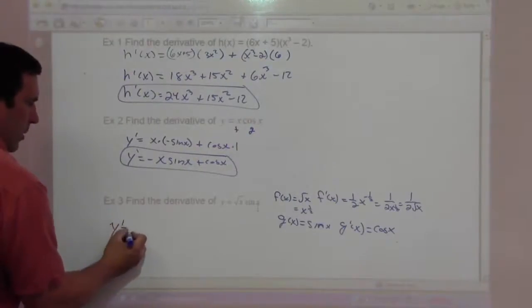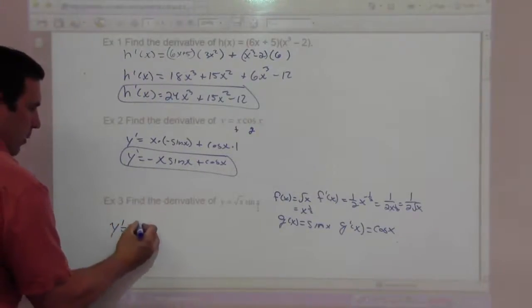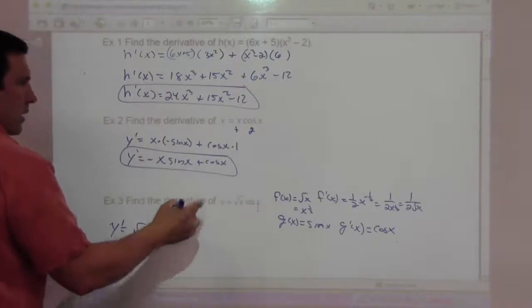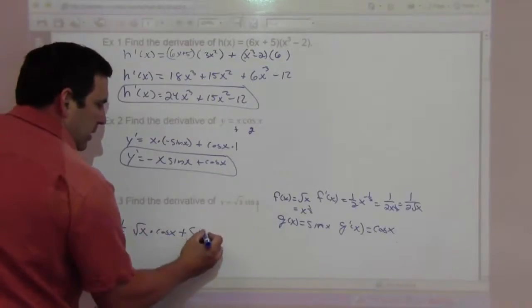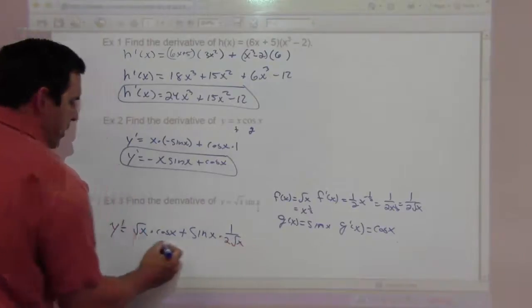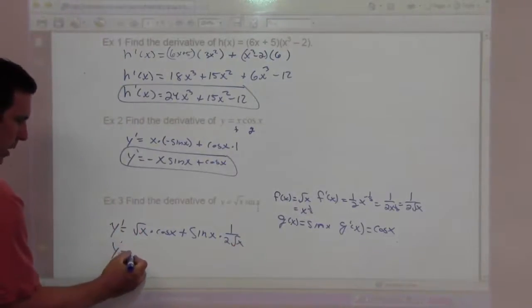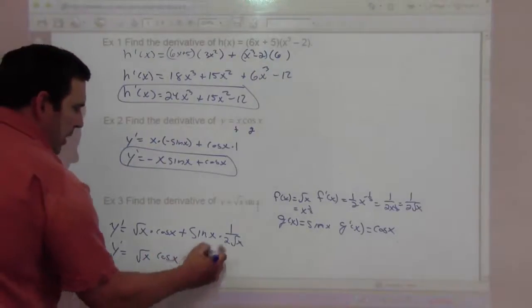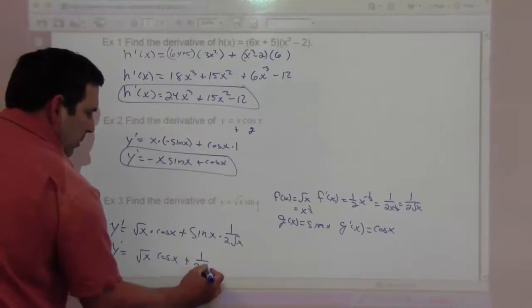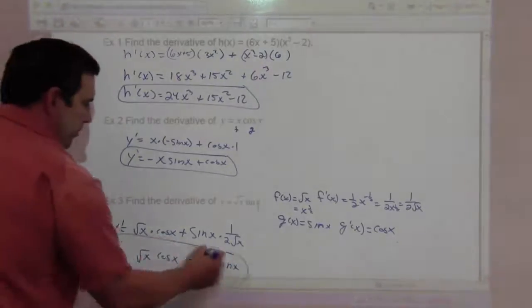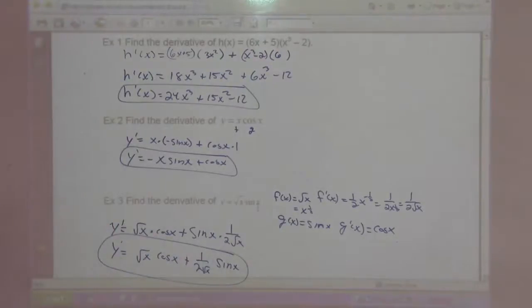So y prime is going to be our f, which is the square root of x, times g prime, which is cosine of x, plus our g, which is sine of x, times f prime, which is 1 over 2 times the square root of x. So y prime is going to be equal to the square root of x times cosine of x plus, I'll put this first, 1 over 2 times the square root of x times sine of x. And that is the product rule.